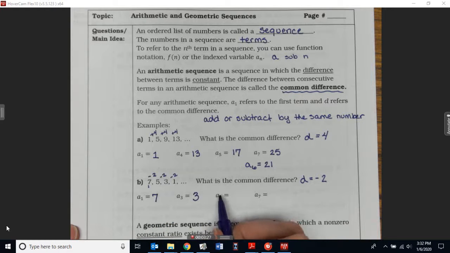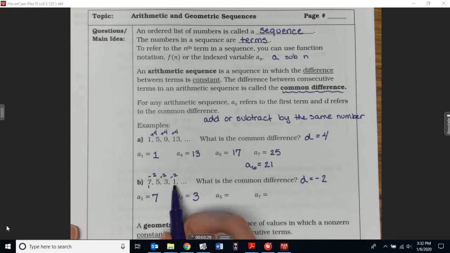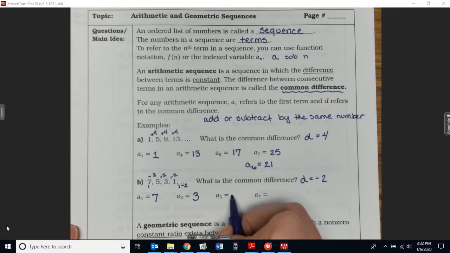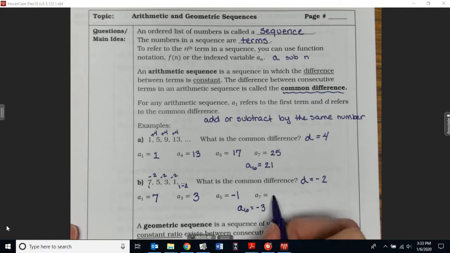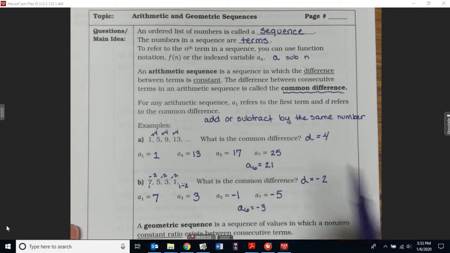My fifth term, well, now I need to minus 2 again. So 1 minus 2 gives me negative 1. And then, again, it skips the sixth term, but I need that. So if I take away 2 again, I get negative 3. And then if I take 2 away again, I would get negative 5, which becomes my seventh term. And so arithmetic just means you're adding or subtracting by the same number every time in the sequence.